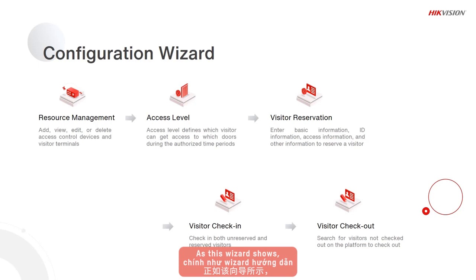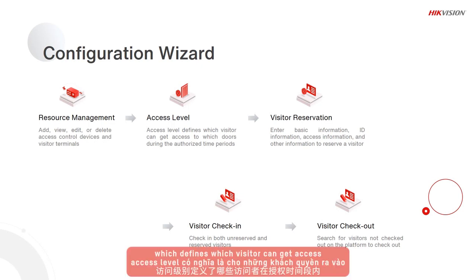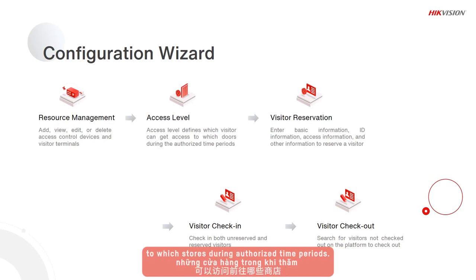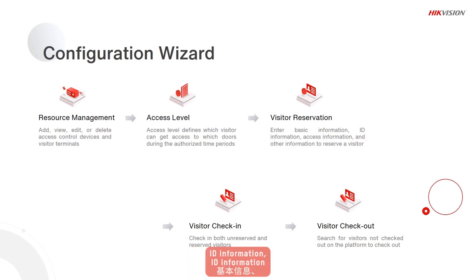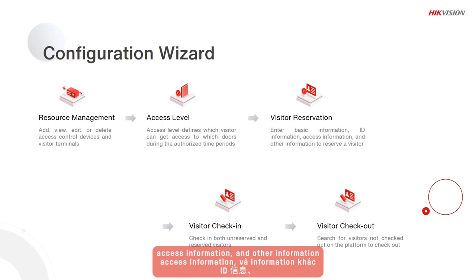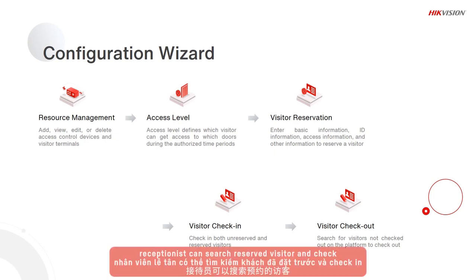As this wizard shows, the visitor management follows these essential steps on HikCentral Pro. If you have Visit Terminal installed, it needs to be added on the platform. Then, configure access level for visitor, which defines which visitor can get access to which stores during authorized time periods. And visitor reservation before arrival can improve the efficiency of check-in, as the system can collect basic information, ID information, access information, and other information of reserved visitor. When visitors check in at the reception, receptionists can search reserved and check in for them quickly.